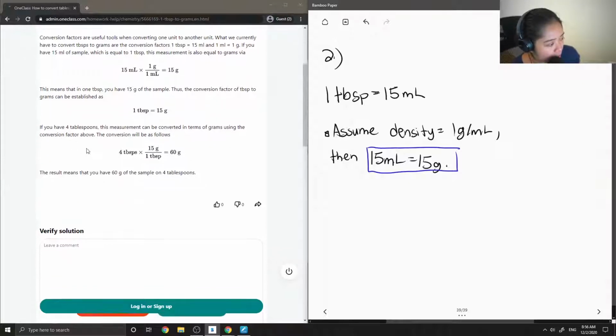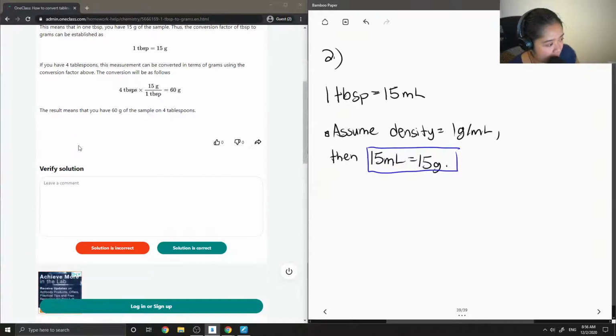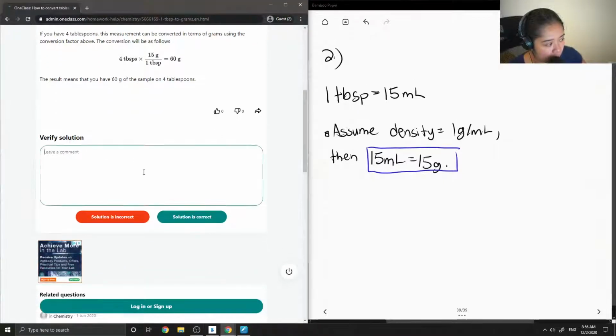If you have 4 tablespoons, this measurement can be converted in terms of grams using the conversion factor above. The conversion will be as follows: 4 tablespoons times 15 grams over 1 tablespoon is equal to 60 grams. So the result means that you have 60 grams of the sample in 4 tablespoons. I can confirm that this solution is correct.